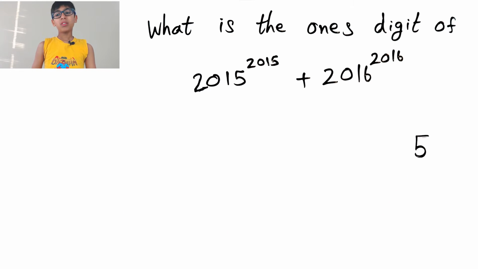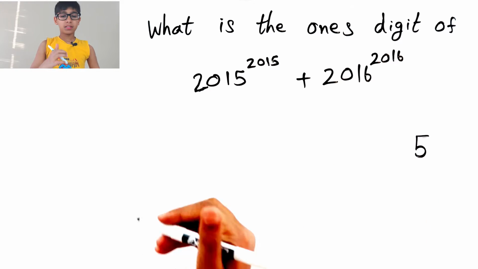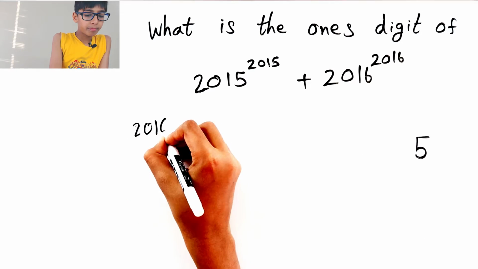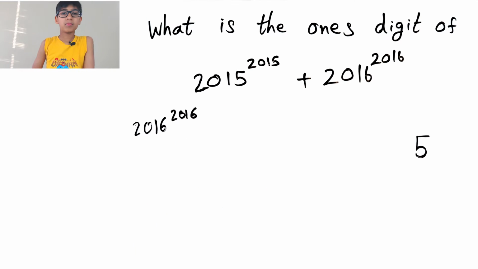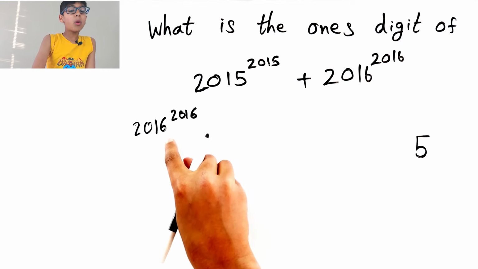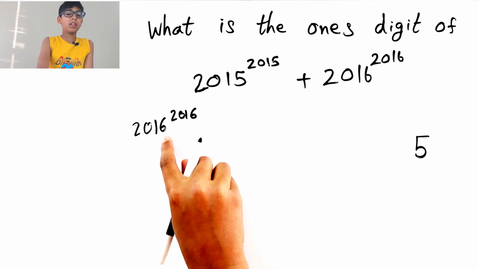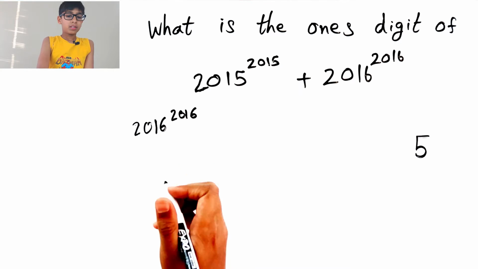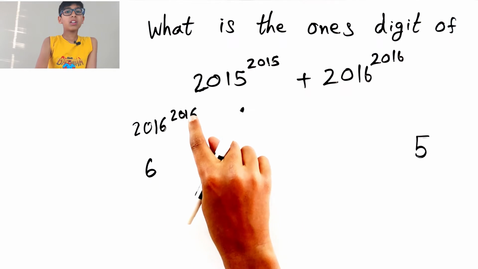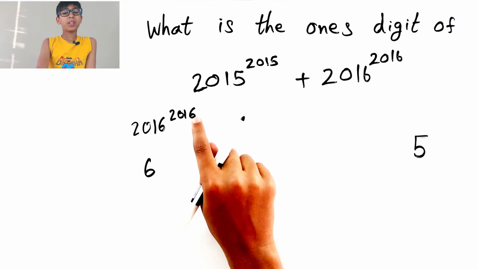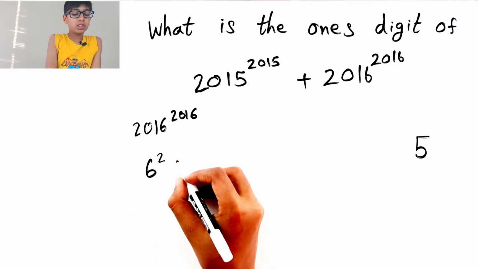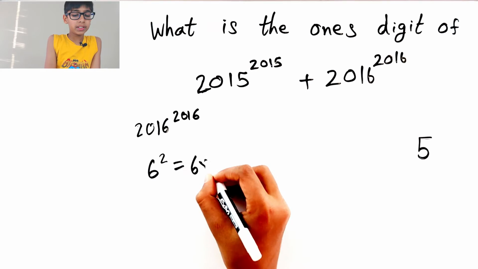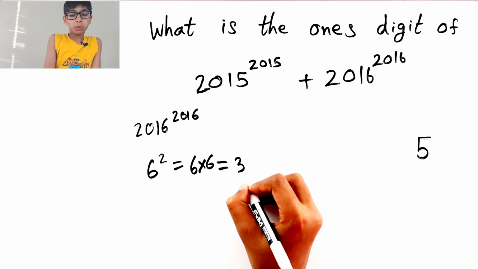Okay, now let's take 2016 exponent 2016. Okay, so the same thing. We're only concerned about the last digit. So, that's 6. And 2016 is really big, so let's start small. So 6 exponent 2, which would equal 6 times 6, which would equal 36.